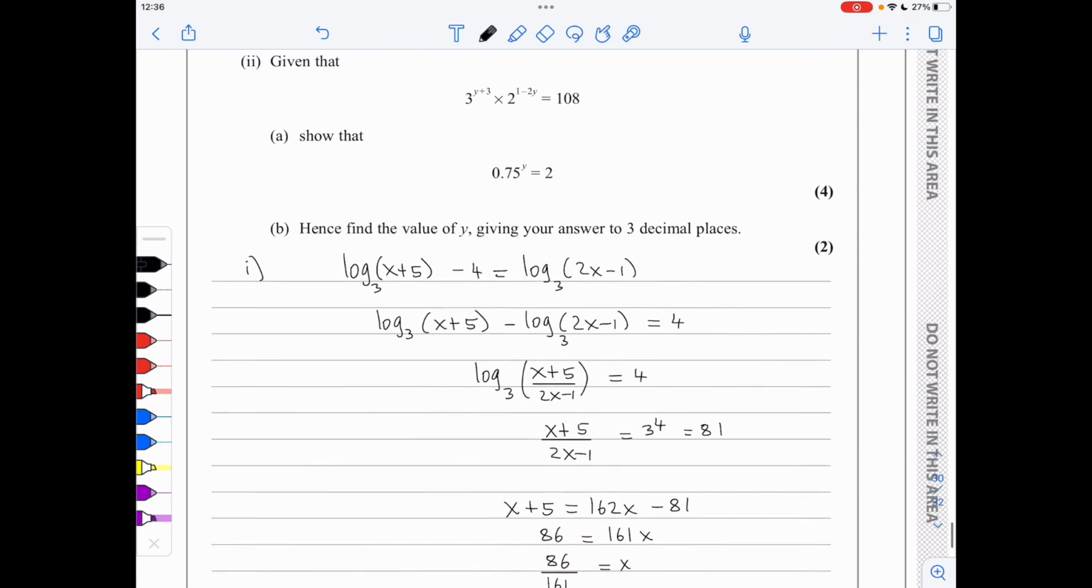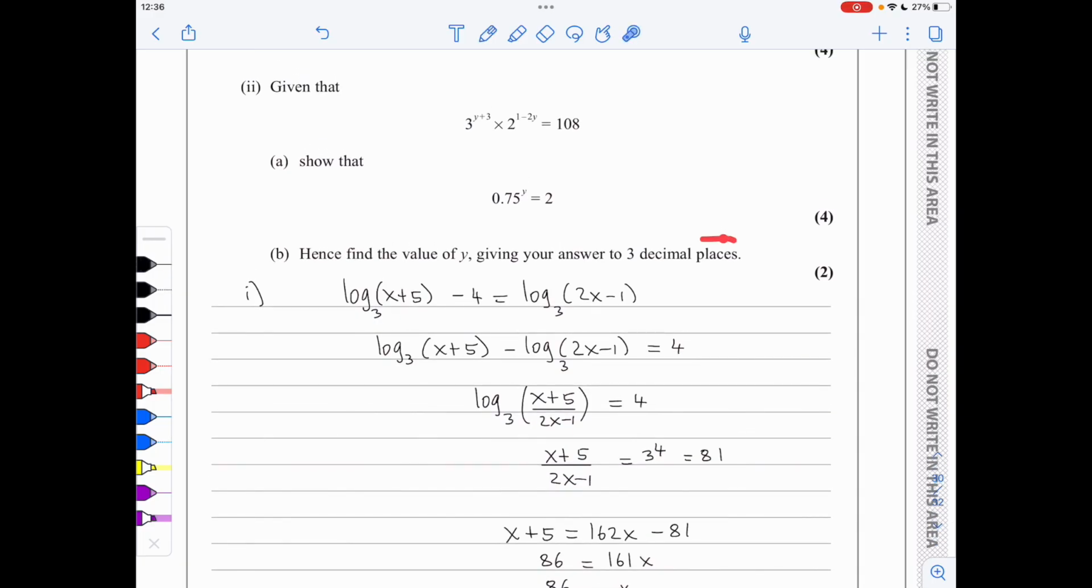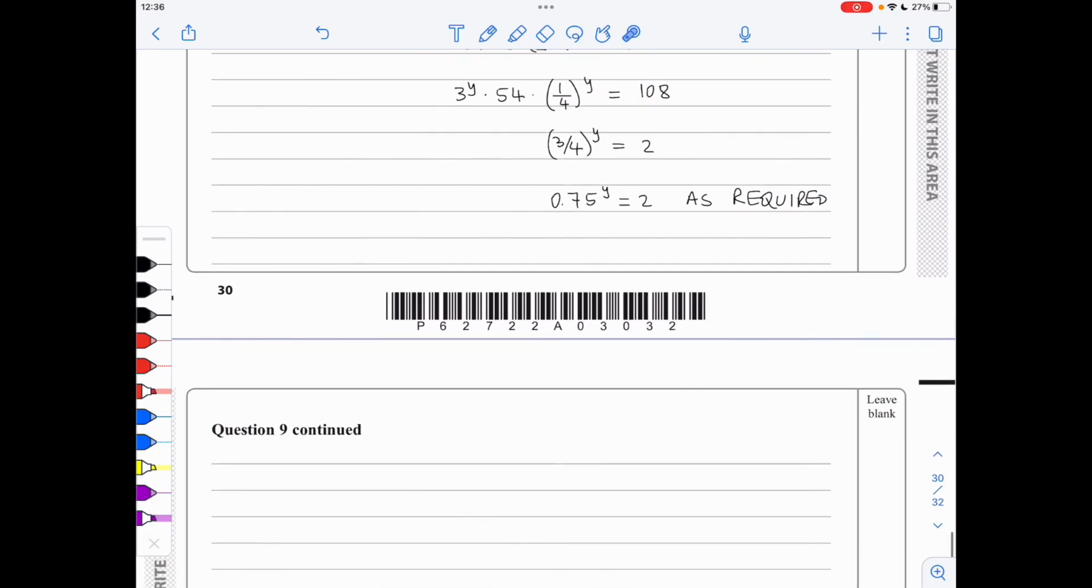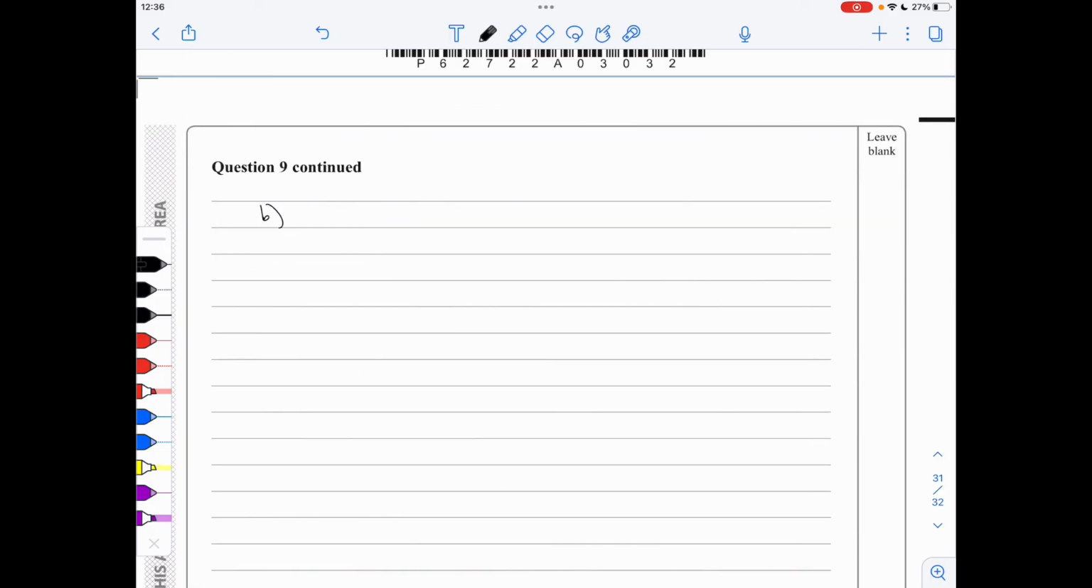Then for B, we need to find the value of y, giving the answer to 3 decimal places. So we've got 0.75 to the y is equal to 2, which means that I can take logs of both sides. Log of 0.75 to the y is log 2. So y log of 0.75 is log of 2, which means that y is log 2 over log of 0.75, and this gives an answer for y of minus 2.409.